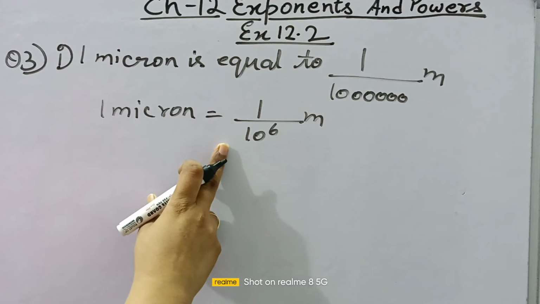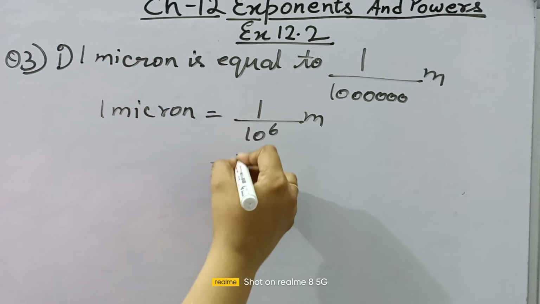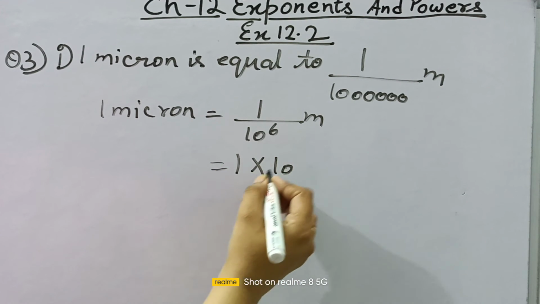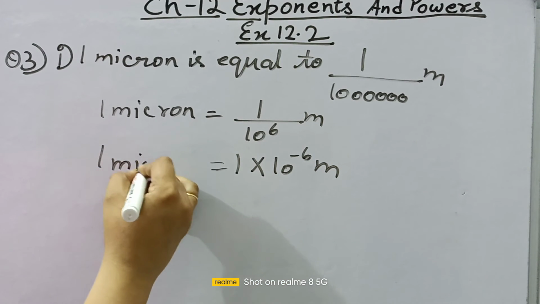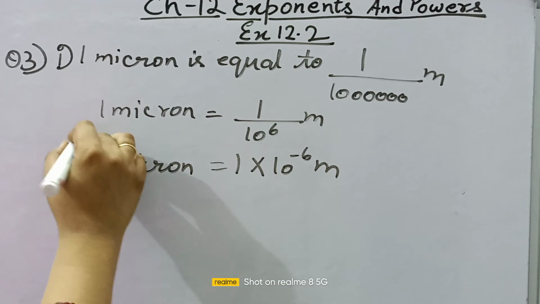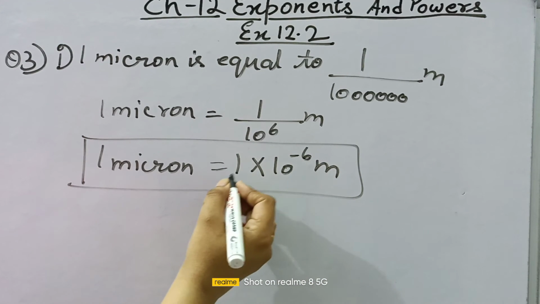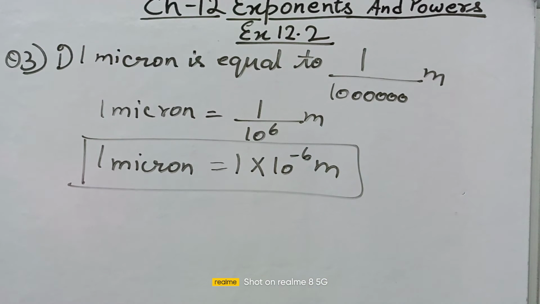How can you write this in standard form? Now you can write it as 1 multiplied by 10 raised to the power minus 6 meter. So your statement becomes 1 micron is equal to 1 multiplied by 10 raised to the power minus 6 meters.